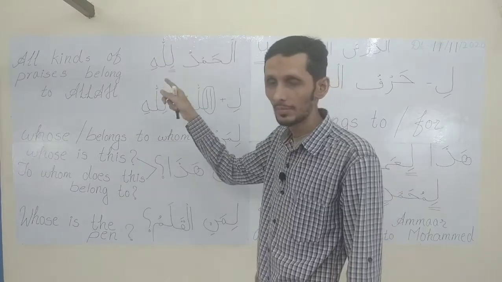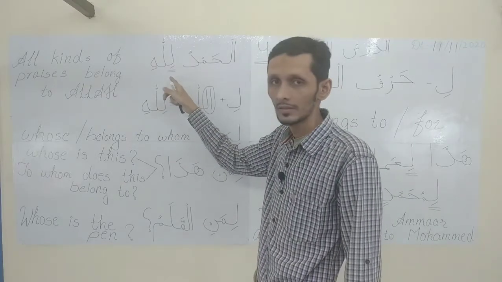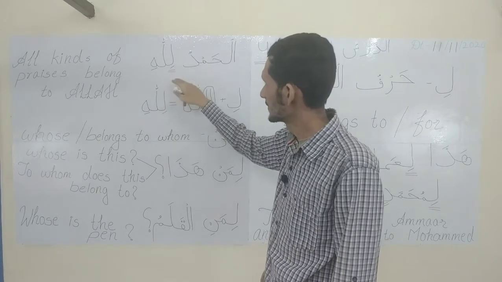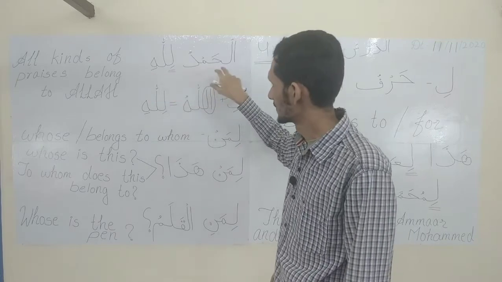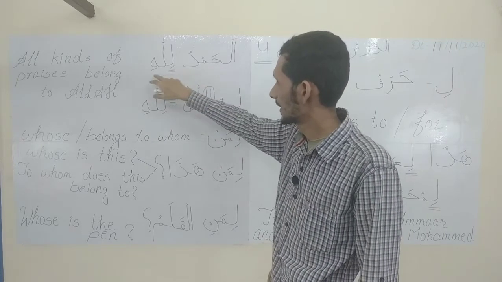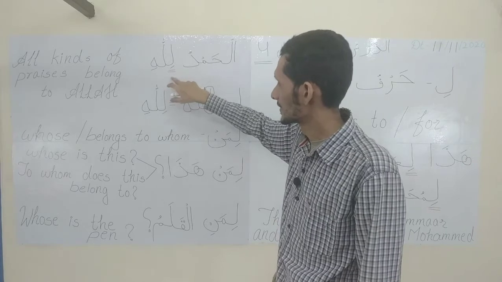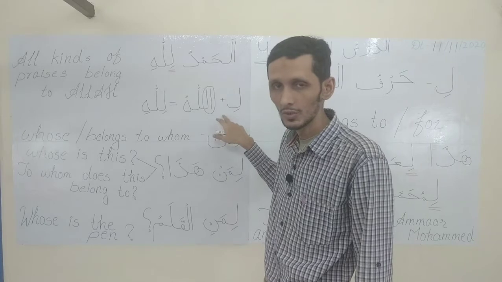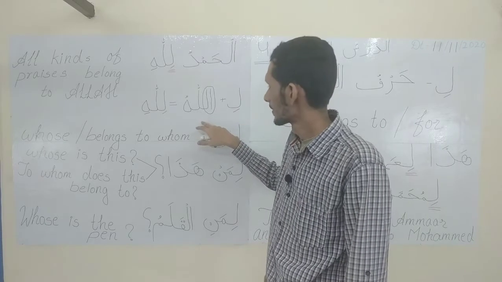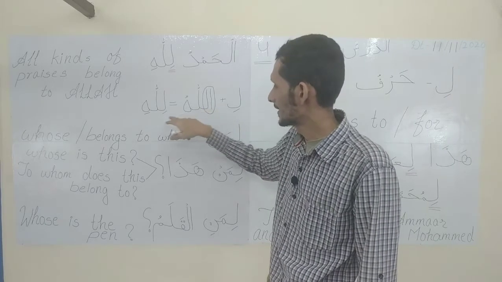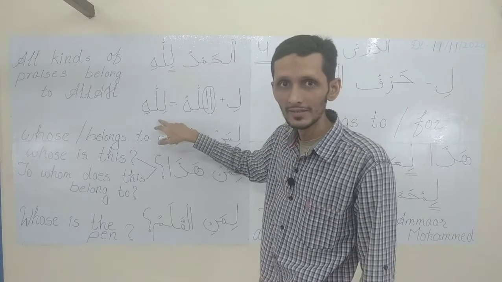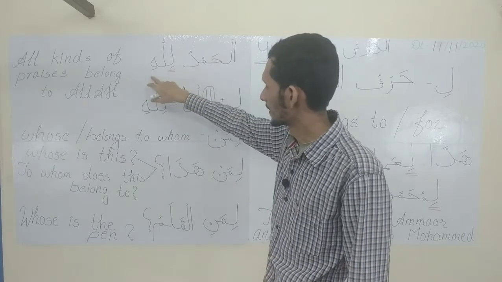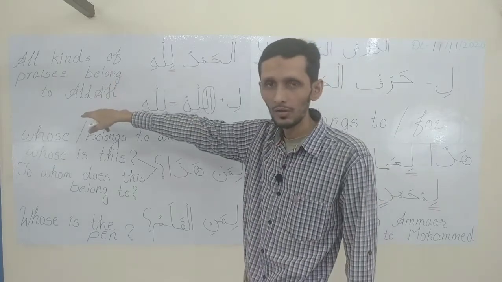Another important example of harful jar li we usually come across all the time, that is lillah. Now this is alhamdulillah. Now we see that after the connection of harful jar li to the word Allah, alif and lam get omitted and this is the end result, lillah. Alhamdulillah, all kinds of praises belong to Allah.